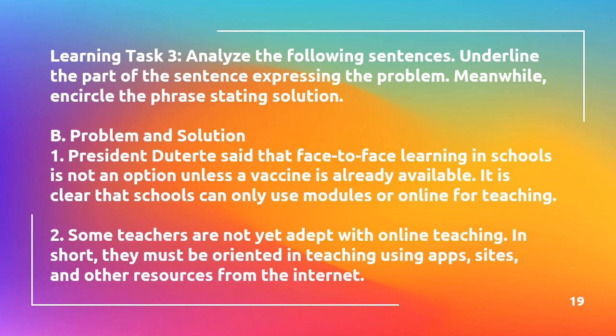Number 1. So this would be a copy and answer. Okay, so you have to copy all of the sentences and then underline the part of the sentence expressing the problem and encircle the phrase stating the solution. Okay, number 1. President Duterte said that face-to-face learning in schools is not an option unless a vaccine is already available. It is clear that schools can only use modules or online for teaching.